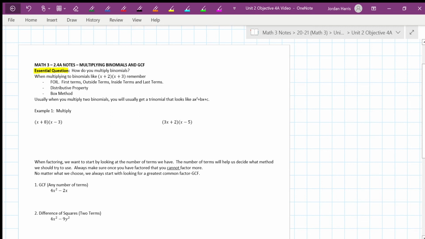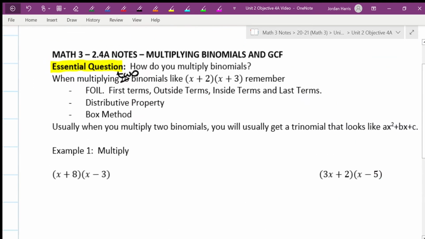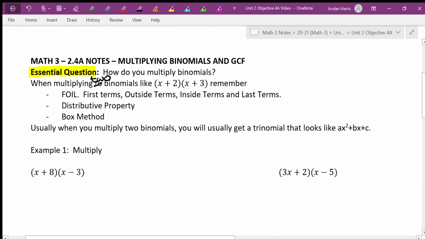Okay. So when multiplying, or I guess your essential question, how do you multiply binomials? When multiplying two binomials, oops, that's a typo, that should be TWO, binomials like x plus 2, x plus 3. Remember, FOIL, first terms, outer terms, inner terms, and last terms, or distributive property, or box method. 3 different ways to get to the exact same thing.